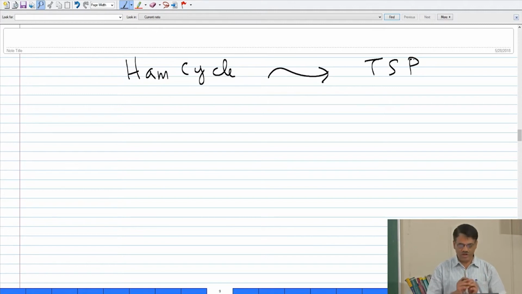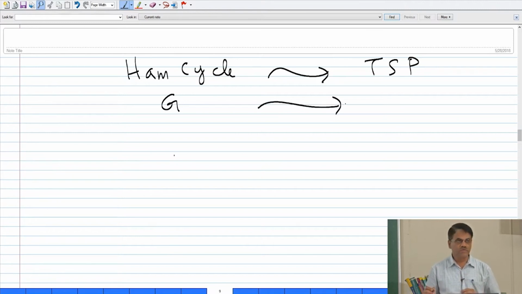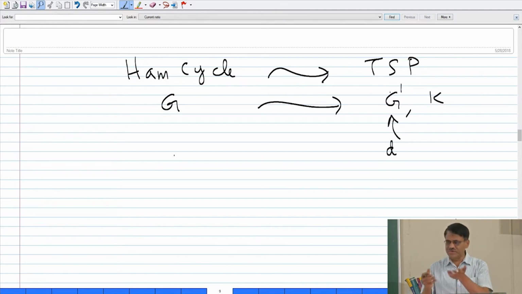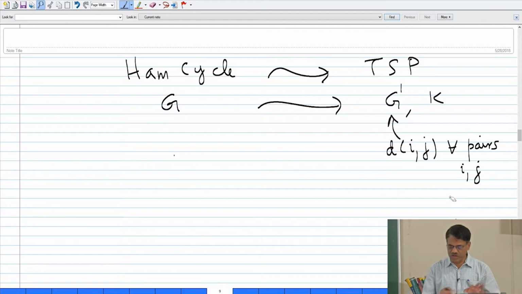That's very important, right? So for Hamiltonian cycle, what is the input? You are given a graph. That's all, right? An undirected graph, no weights, nothing. And for TSP, what is the input? G dash comma k, but this G dash has weights on the edges. This is an additional thing, right? There are distances on the edges. So G dash is a complete graph. So you need both, right?